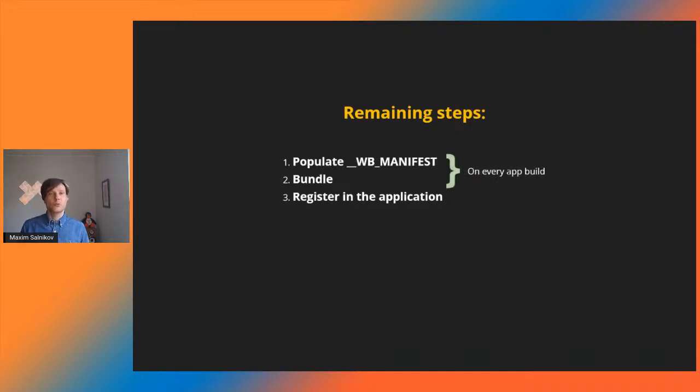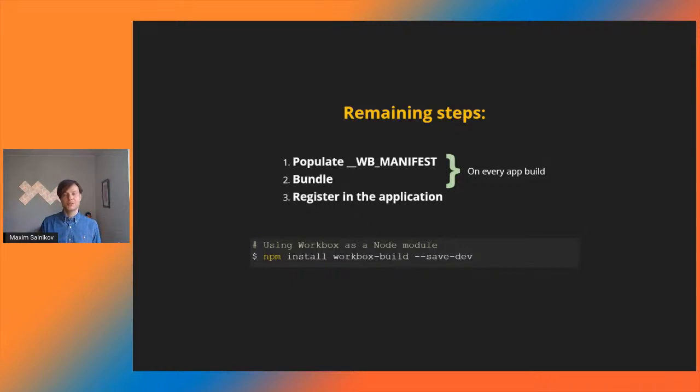And the first 2 steps we want to have on every build of our application, because the application is different from version to version. The set of the files and their versions are different from version to version. So it makes sense to constantly rebuild the service worker itself. Without any further delay, let's start hacking. Do npm install workbox-build, maybe now, maybe after my session.